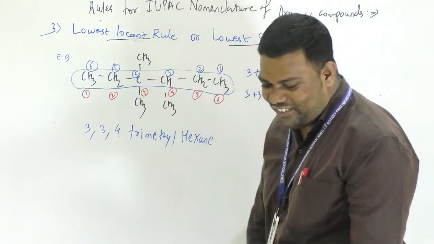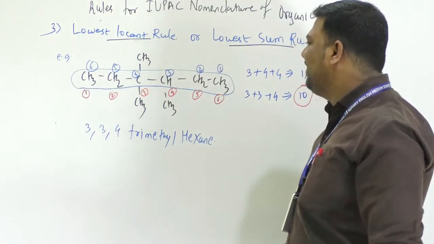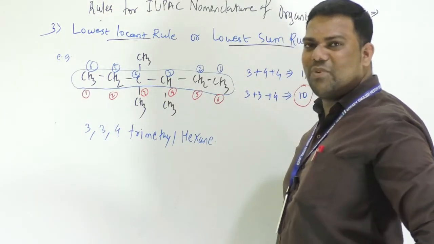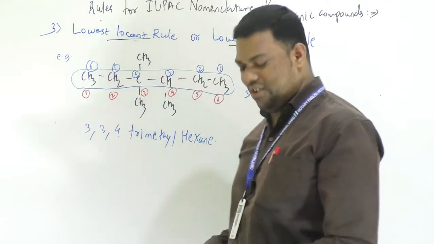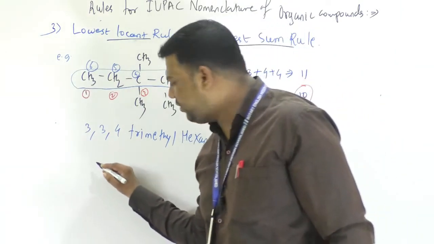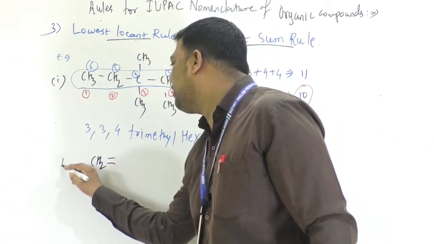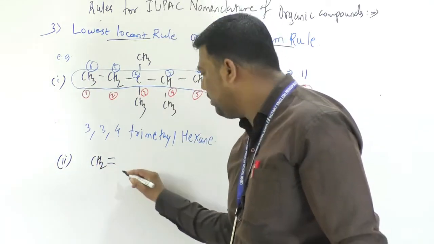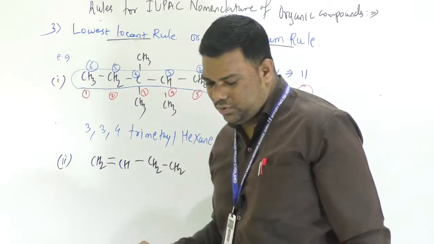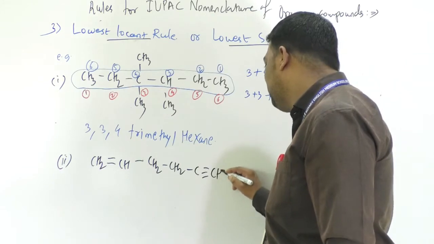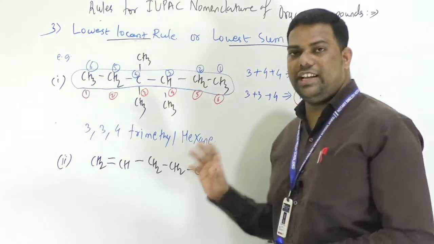Now we will discuss one more example, as I told already. CH2 double bond CH, then CH2, CH2, C triple bond CH. Suppose a compound like this comes in your exam.